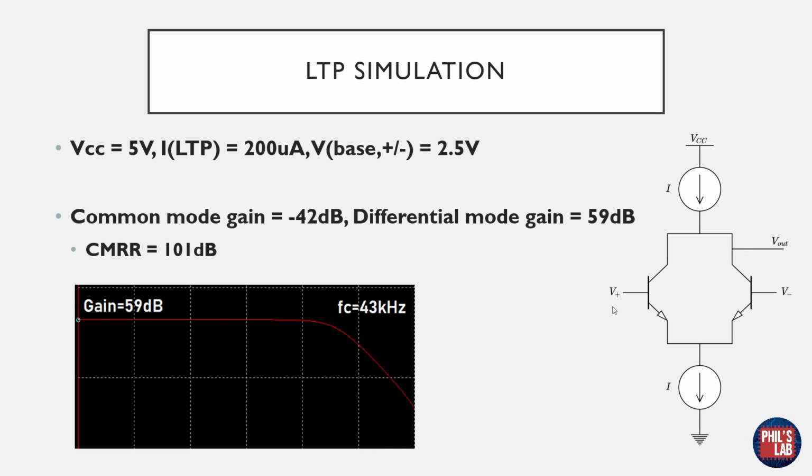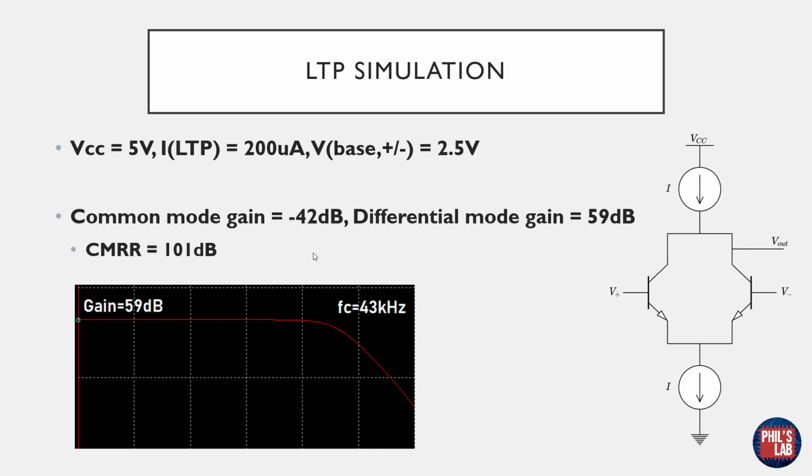Alternatively, if I apply a differential mode signal, so V plus and minus V plus to this base here, I get a differential mode gain of 59 decibels, so fairly okay. So the difference in decibels of the differential mode gain and the common mode gain gives you my common mode rejection ratio, which is fairly okay for this very simple design, of just over 100 decibels.